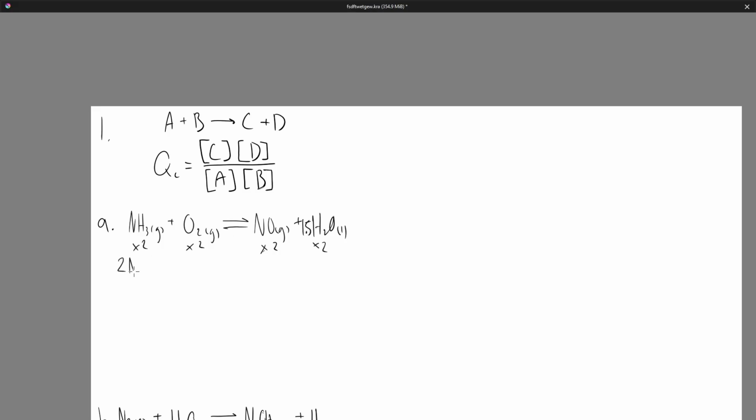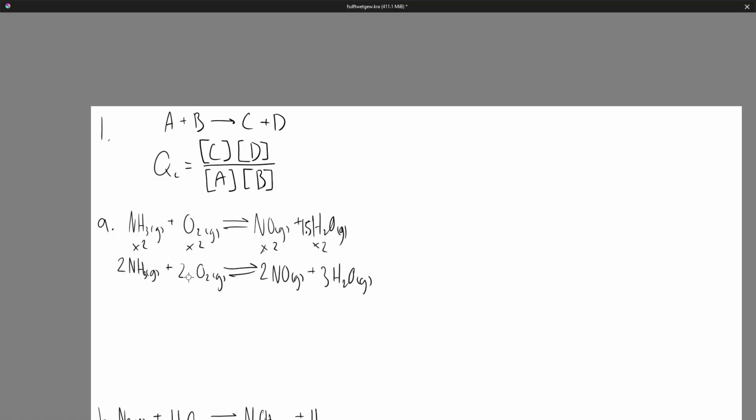So that makes 2 ammonia gas, 2 oxygen gas, 2 nitrogen monoxide gas as well, and 3 water vapor. Oh, sorry, gas here. So let's go ahead and count it again. There's 2 nitrogens, 4 oxygens, and 5 oxygens here. So now that's bad. There's 4 here, and 5 here.